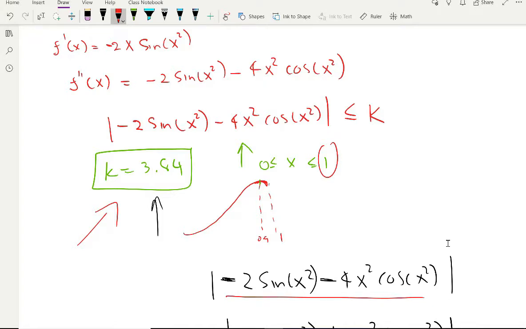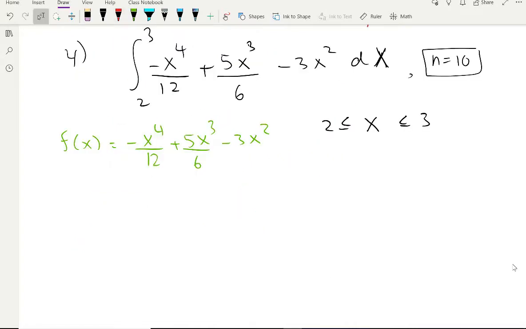Okay, all right, let's move on to another complicated, tricky example. We have to integrate this polynomial between 2 and 3. So the x window we are working with is from 2 to 3, and we are using n equal to 10. But in this video we only focus on finding K, right?